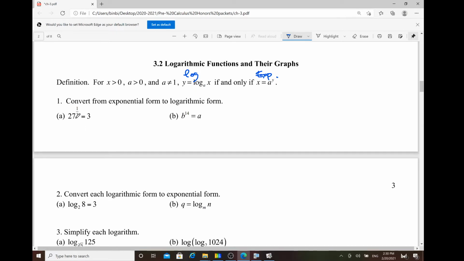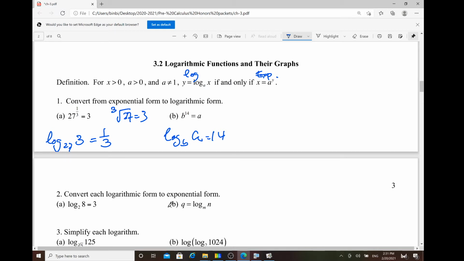Like this one here, written as 27 to the power of 1/3 equals 3. You might be wondering, it's like the cube root of 27. What's the cube root of 27? It's 3, right? But in log form, this is written as log base 27 of 3 equals 1/3. Again, for the base we keep the exact same number, and for the exponent and the result, we swap those two positions. And also this one here, log base b of a, what is that equal to? The power 14. So converting from exponential form to logarithmic form is what I just did here.